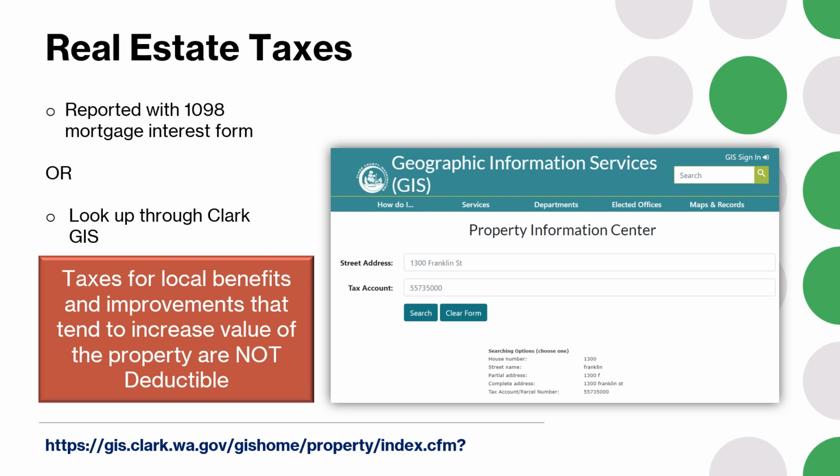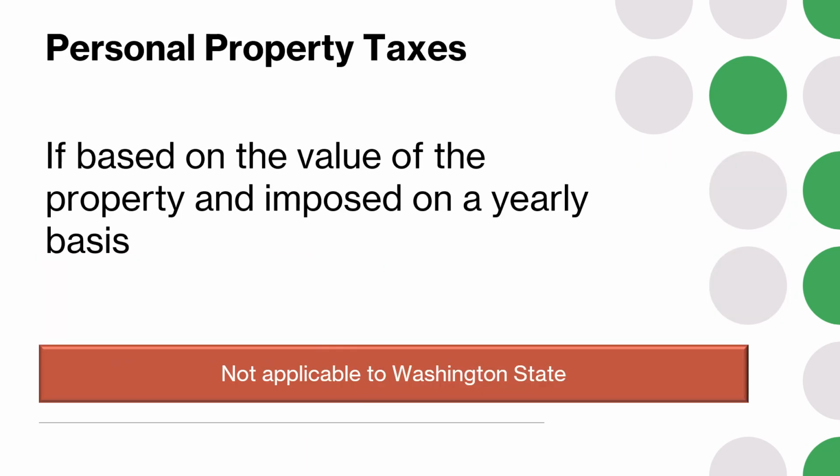So then when they sell their home, it lowers the profit of their home that they will have to report for taxes, or it adjusts their basis. And then personal property taxes can be deductible if they are based on the value of the property and they are imposed on a yearly basis. However, this is not applicable for Washington State.